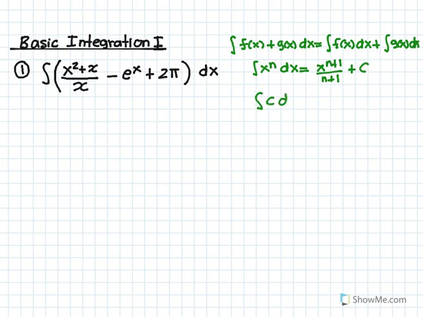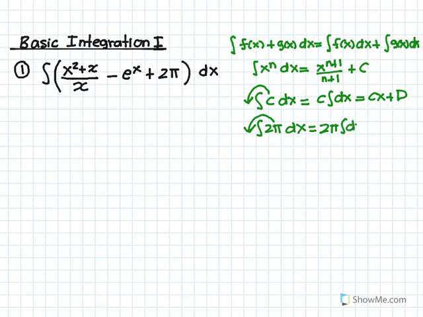Integral of a constant: the constant comes right out of the integral, it passes through, and we get c integral dx, which is just cx plus d. Another example, integral 2 pi dx. The 2 pi passes through the integral, and we get 2 pi integral dx. That's going to be 2 pi x plus d. When we write integral dx, you can think of that there's a 1 here. So you can think of integrating 1 dx, and you're getting x.